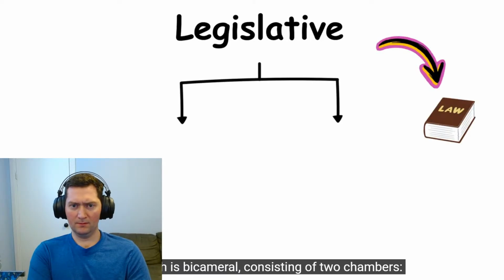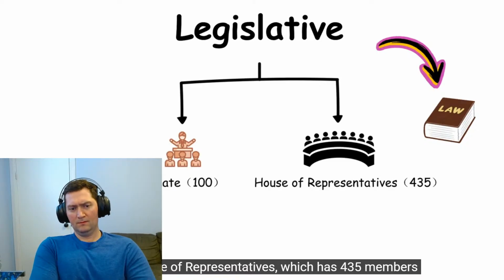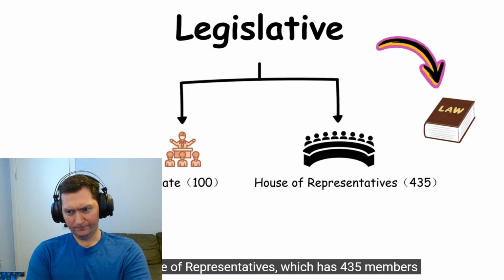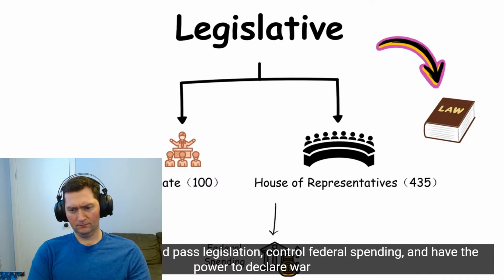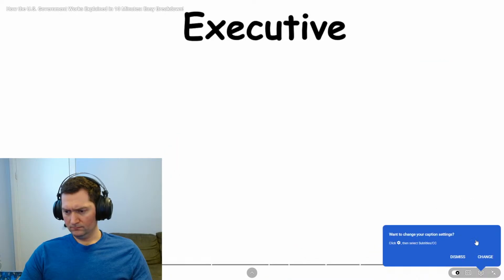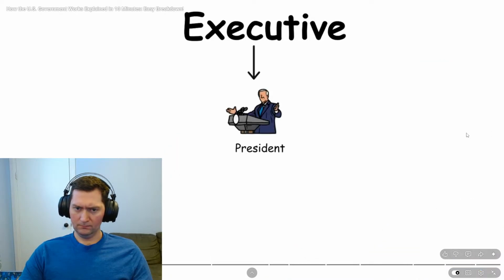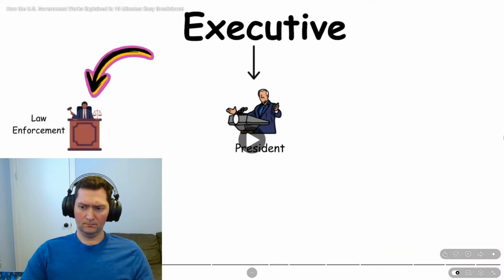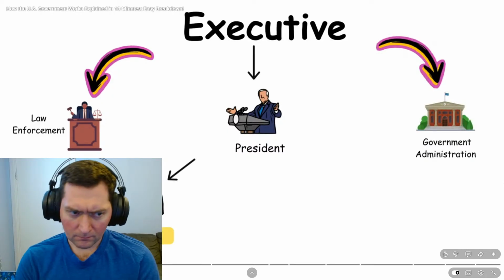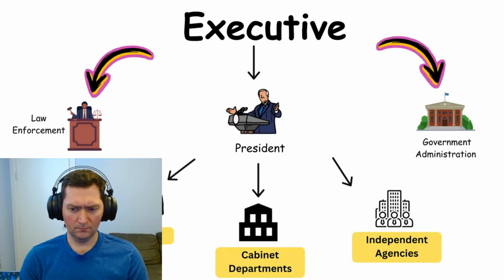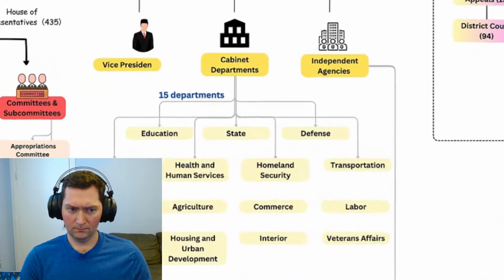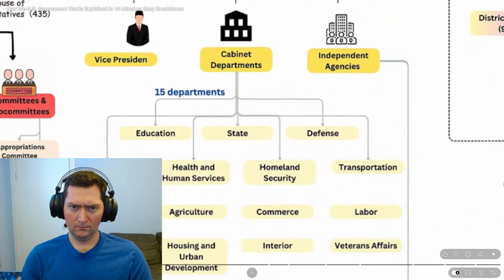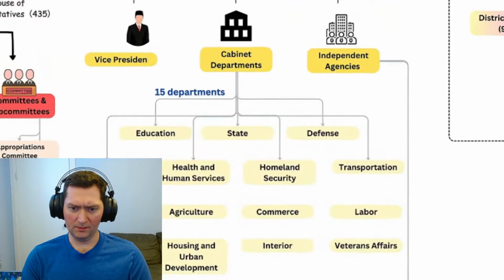This branch is bicameral, consisting of two chambers: the Senate, with 100 senators, and the House of Representatives, which has 435 members. Together, they debate and pass legislation, control federal spending, and have the power to declare war. Next is the executive branch, headed by the president. This branch is tasked with enforcing laws and administering the government. It includes the vice president, the cabinet, and numerous federal agencies. The cabinet consists of 15 departments, such as the Department of Defense.